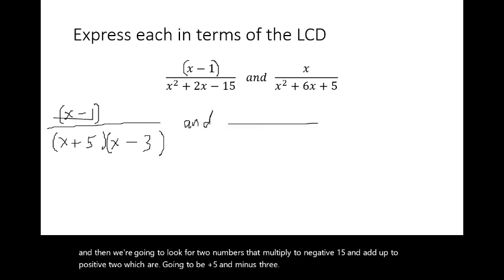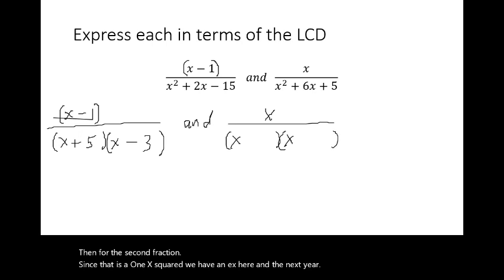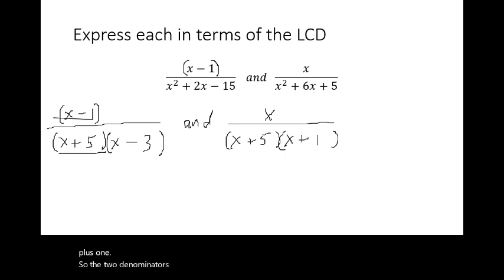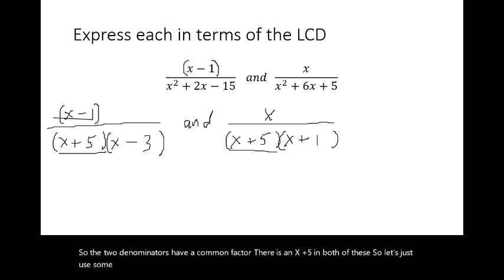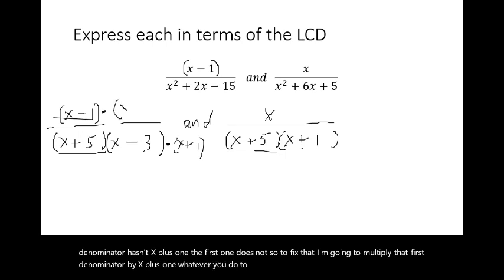Then for the second fraction, since that is a 1x squared, we have an x here and an x here. And we're looking for two numbers that multiply to 5 and add up to 6, which are x plus 5 and x plus 1. So the two denominators have a common factor. There is an x plus 5 in both of these. So let's just use some more multiplication to make the two denominators match. Now the second denominator has an x plus 1. The first one does not. So to fix that, I'm going to multiply that first denominator by x plus 1. Whatever you do to the bottom, you need to do the exact same thing to the top.